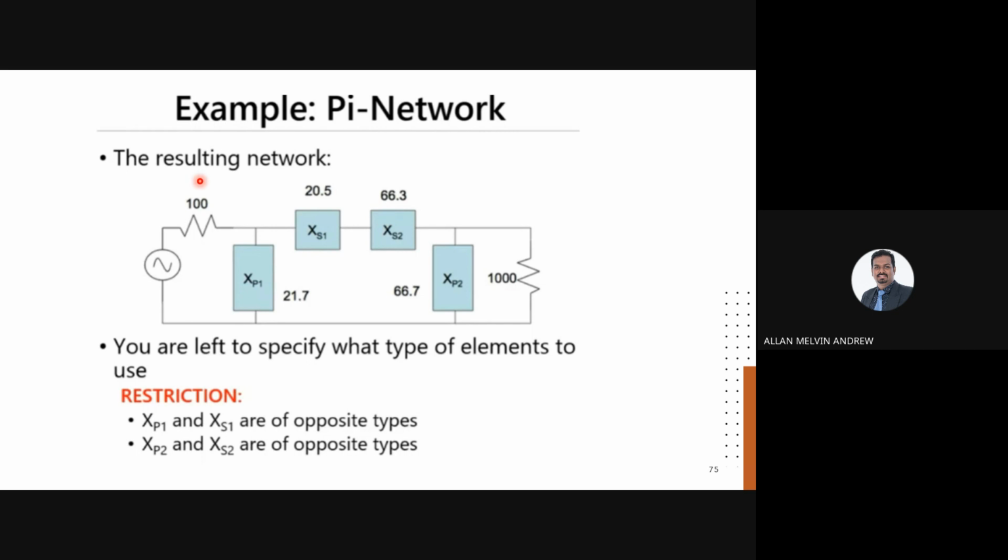Okay, so this is the resulting network. You can see RS is 100, XP1 is 21.7, XS1 is 20.5, XS2 is 66.3, XP2 is 66.7, and the load resistance is 1000. You are left to specify what type of element to use. XP1 and XS1 are the opposite type, so once you have calculated this, we can determine it.